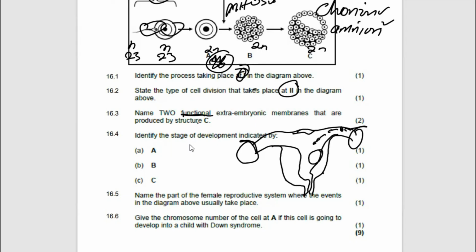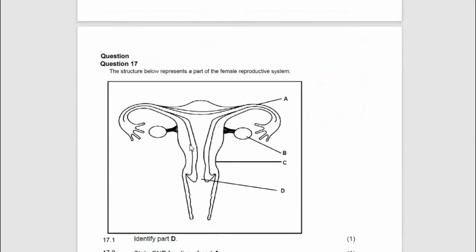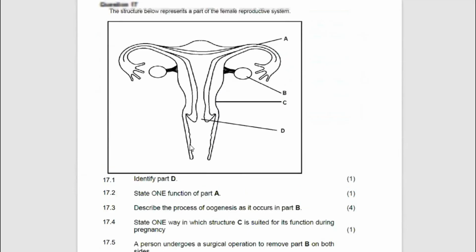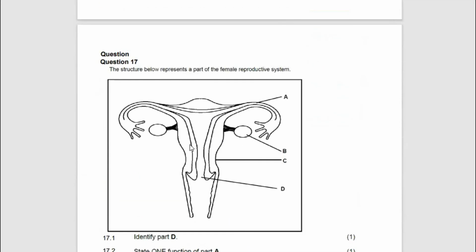But here they are saying that if a child had Down syndrome, remember Down syndrome, you have an extra chromosome on chromosome number 21. So it means that it's going to be 46 plus an extra chromosome, which makes it 47. So the answer is going to be 47, because of the condition of Down syndrome.